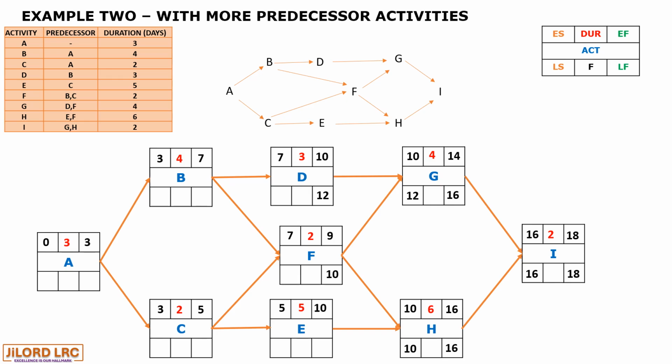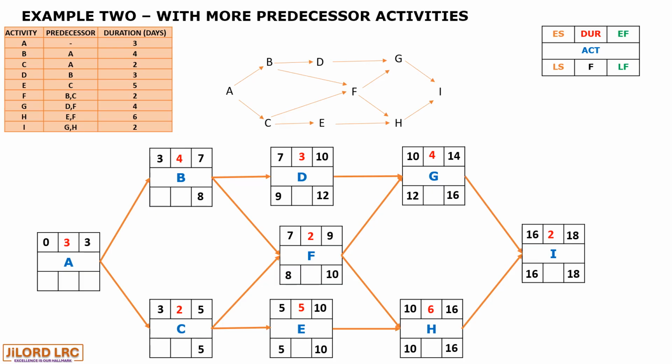Let's look at the backward pass. So we repeat 18. 18 minus 2 is 16. And then 16, which is the latest start, then goes to G and H. So we have 16. And for H, the late start will be 10. That is 16 minus 6 is 10. And then for G is 12. Because 16 minus 4 is 12.